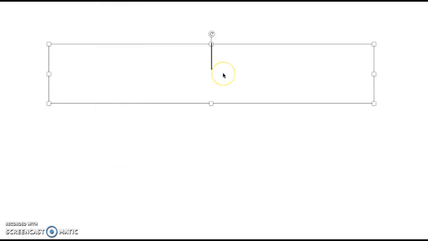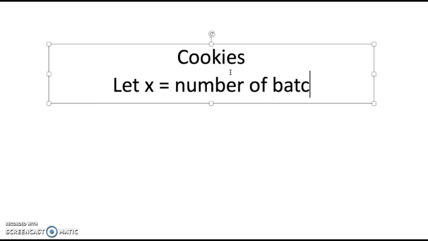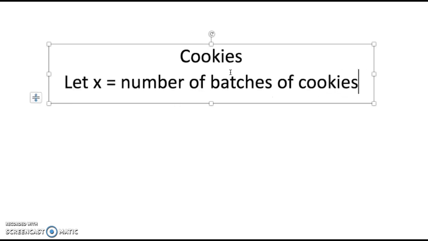Okay, so today we're going to talk about creating your own word problem. First, you want to think of any topic, it doesn't matter. I'm going to do cookies. I'm going to make up a word problem about how many batches of cookies I need to make for a school bake sale. So I'm going to define my variable: x equals the number of batches of cookies.